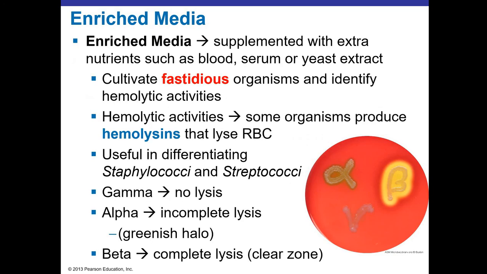So if we look at these organisms on the blood agar, we can see these hemolytic reactions. Some organisms that produce these hemolysins and lyse the red blood cells are going to be able to completely cause clearing, as we see for the beta. For the alpha, it's incomplete, and you end up getting this kind of green halo around it as things like hemoglobin discolor the agar. The gamma has no hemolysis. These types of hemolytic reactions are often very useful in identifying and differentiating Staphylococci and Streptococci.